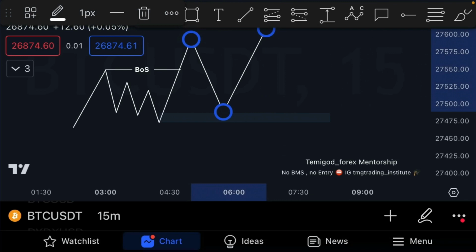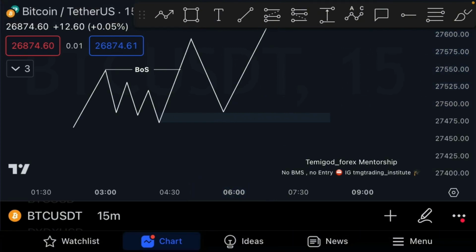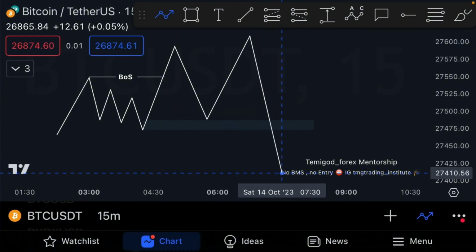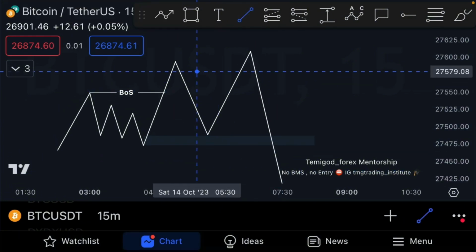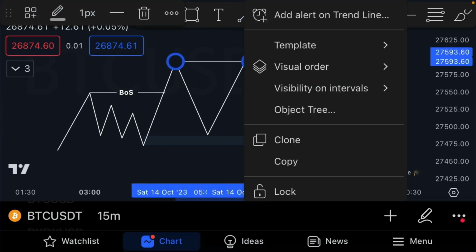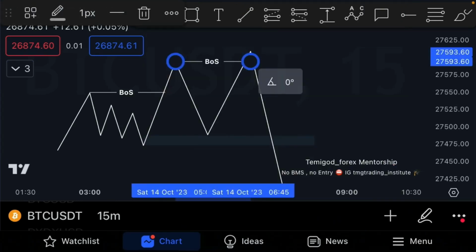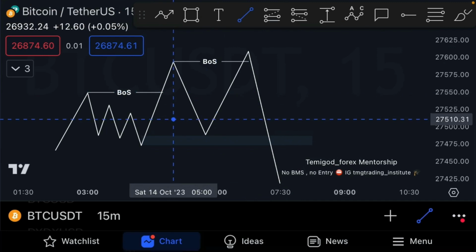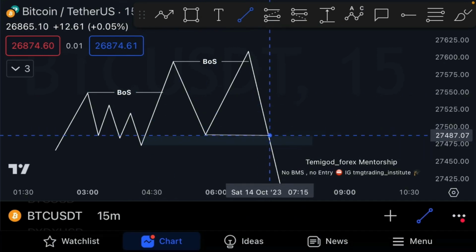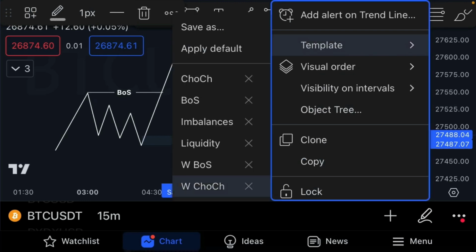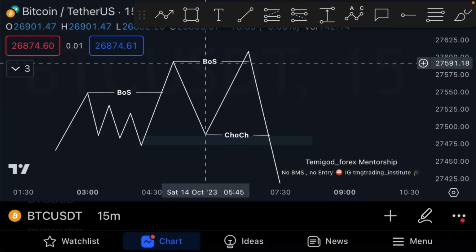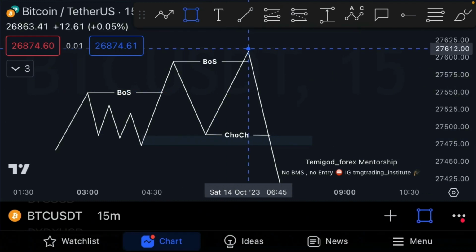Okay, so that's why I said it must lead to a break of structure, or in most cases it should lead to a change of character, which is this. Okay, now like I said, we have this as our what? Bullish structure. So this is actually a break of structure as well, and we now broke this recent lower high, which indicated a what? A change of what? Character. Okay, so we are either going to have this or this, then we are most likely going to have a what?